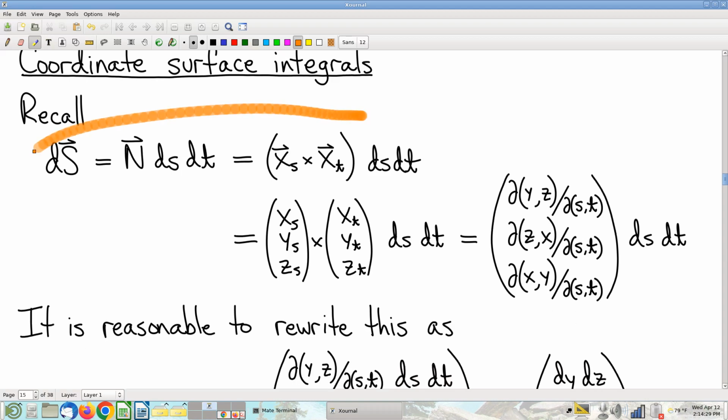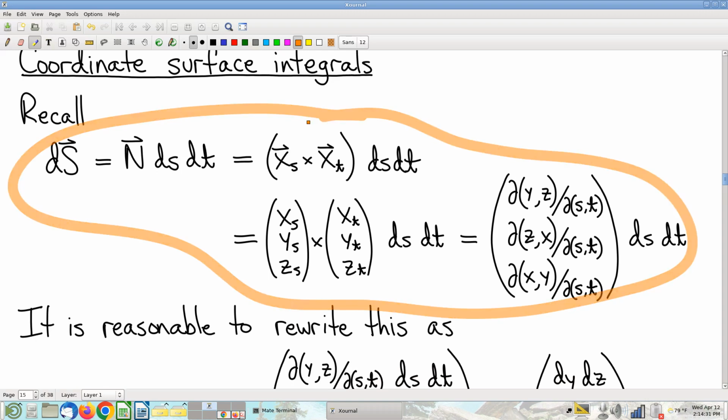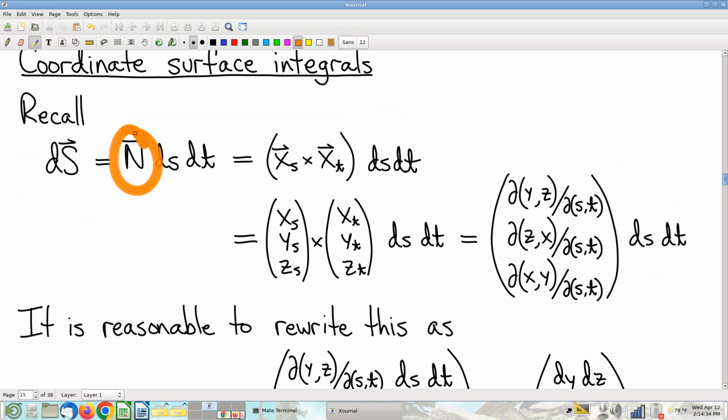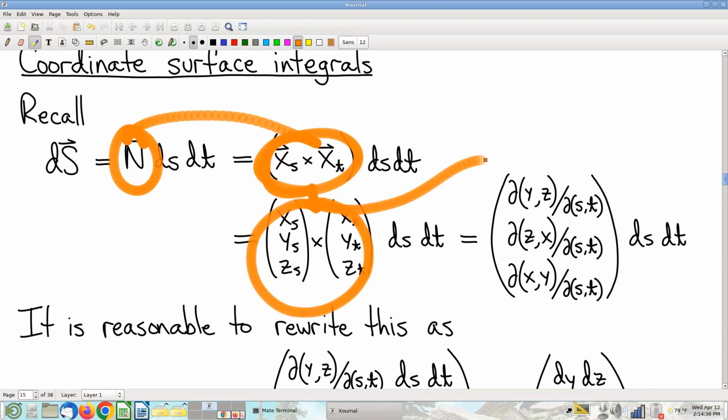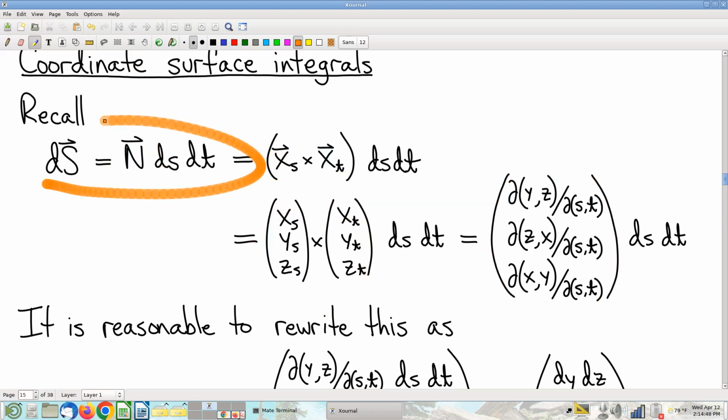What I have here is mostly old news. We have previously talked about n being this cross product, which I can write out in coordinates, which I can then compute by coordinates to get that. All of that business about capital N we've previously discussed. All I've done here is apply that to the ds vector, which is capital N times ds dt. So effectively, I've just multiplied by ds dt, and all of this is old news.